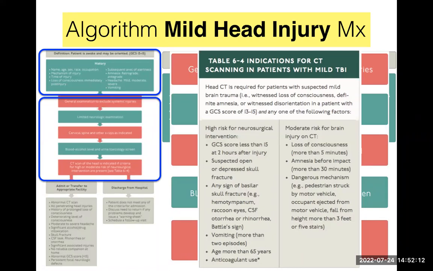Okay. In high risk group, if the GCS score is less than 15 at 2 hours after injury, suspected open or depressed skull fracture, signs of basal skull fracture, vomiting, age more than 65 or anticoagulant use, any one of these, or in moderate risk, if there's any loss of consciousness more than 5 minutes, amnesia more than 30 minutes, dangerous mechanism, we must do a CT brain, right?